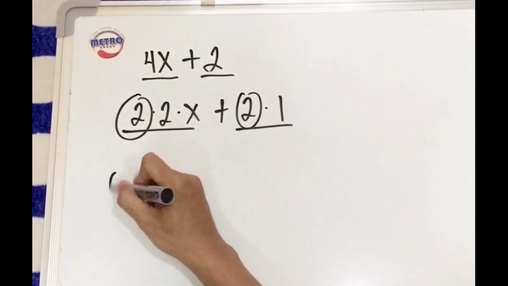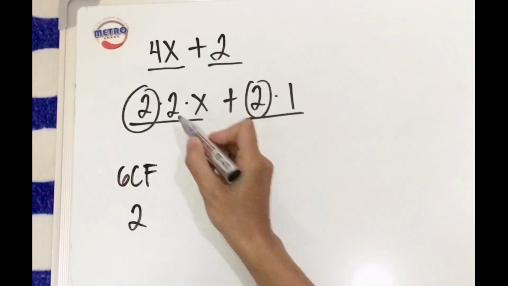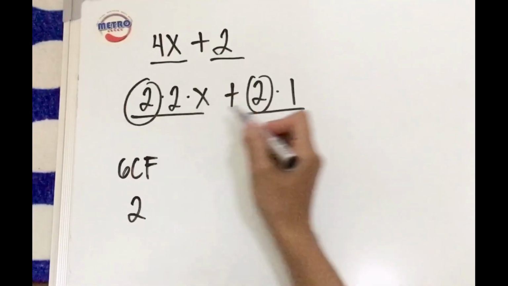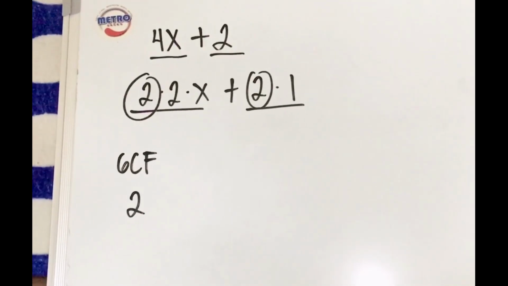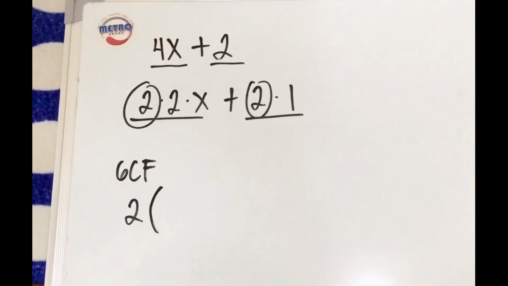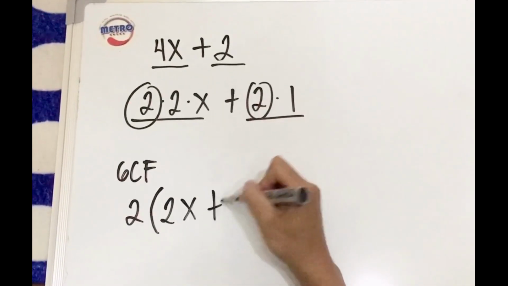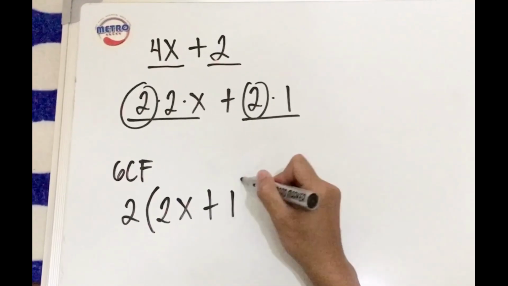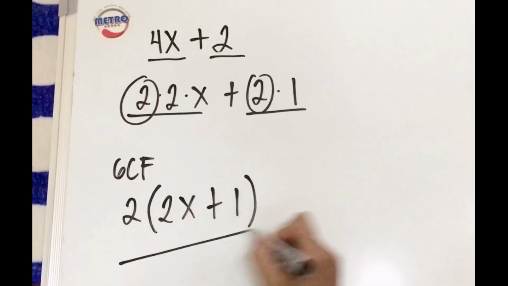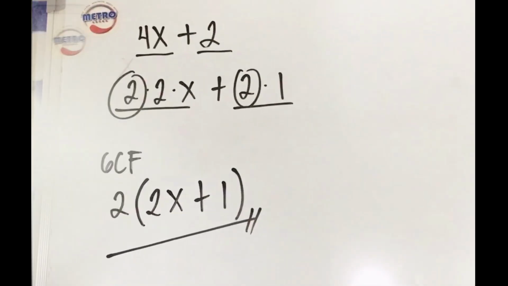And that will be our GCF. Now, kung wala na magkatulad sa first term and second term, kokopyahin na lang natin sila. Then, don't forget to write open parenthesis, copy 2x plus sign 1 and close parenthesis. Then, this will be the factors of 4x plus 2.